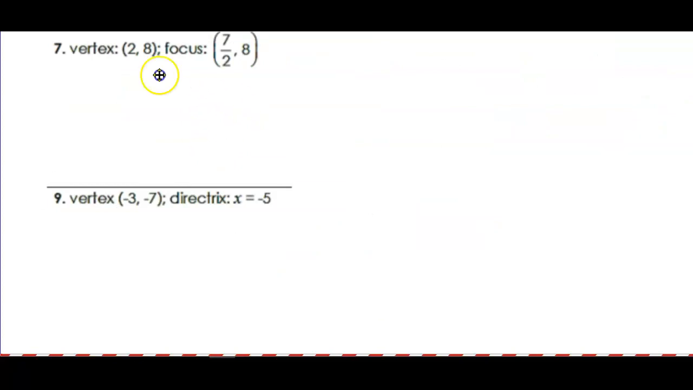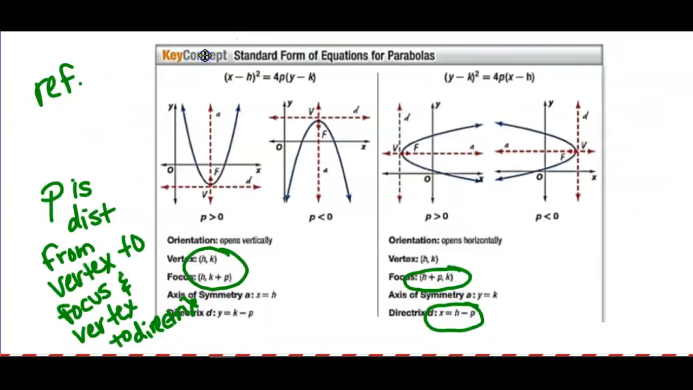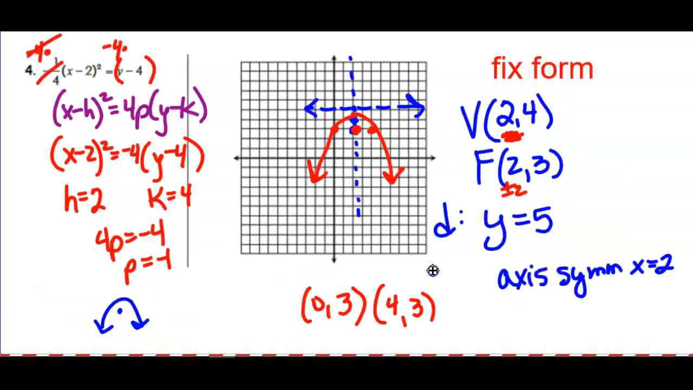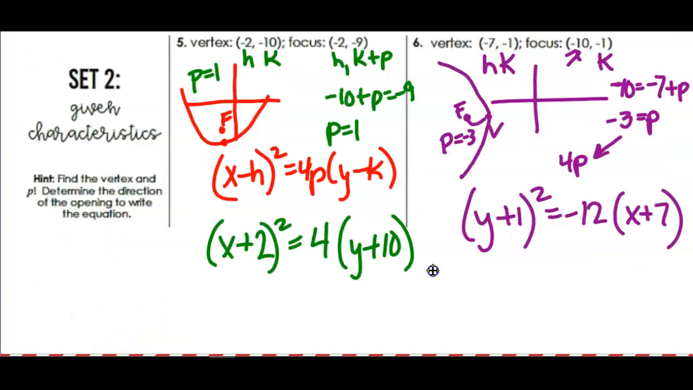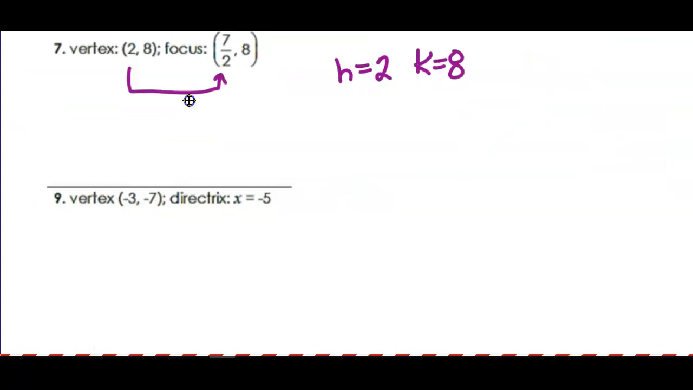This one has a little bit smaller value here. This time the k stays the same. Okay, so k equals 8, h equals 2, and if the x value is changing for the focus, I'm going back to the recipe here quick. If the x value changes, it's this kind again, h plus p. Okay. Try to do this without sketching a graph this time, just to show you that you can. So 2 plus p is 7/2.